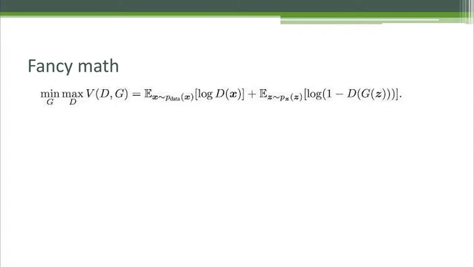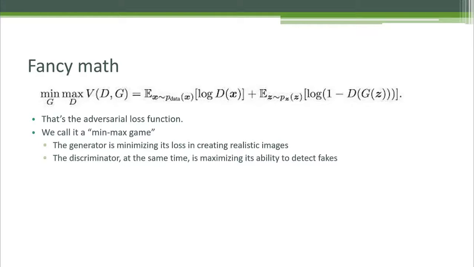Fancy math, this is what it all comes down to. I'm not going to get into too much, but that is the adversarial loss function for the system as a whole. We call it a min-max game, so that is worth talking about. Again, the generator is trying to minimize its loss in creating realistic images, while the discriminator is maximizing its ability to detect fakes. So when we say min sub G, that's the generator minimizing its loss, and max sub D is the discriminator maximizing its ability to detect fakes. So that's what that all means in terms of the fancy math.